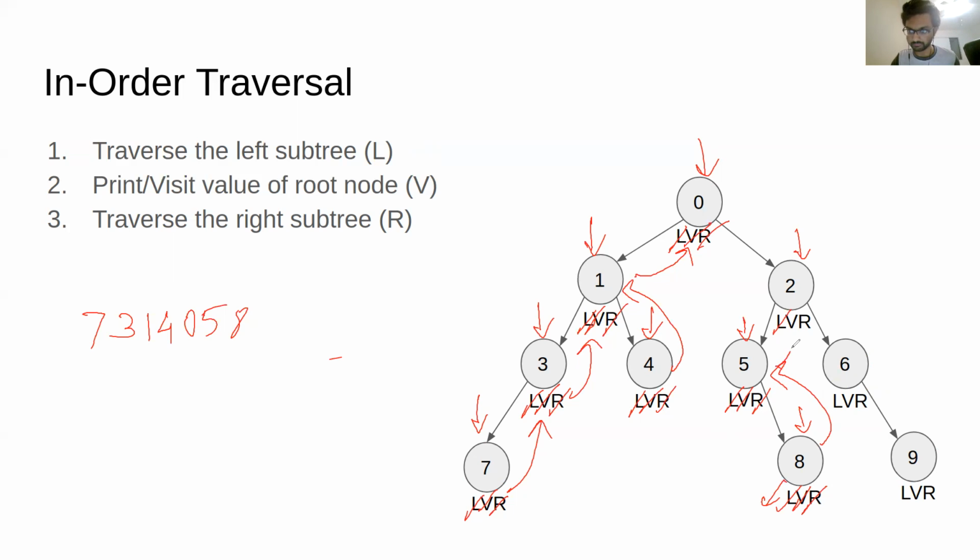It's complete here. Then we come here. We see we haven't visited 2 yet. So we output 2 here. Do we have a right subtree of 2? Yes. So we are at 6 now.